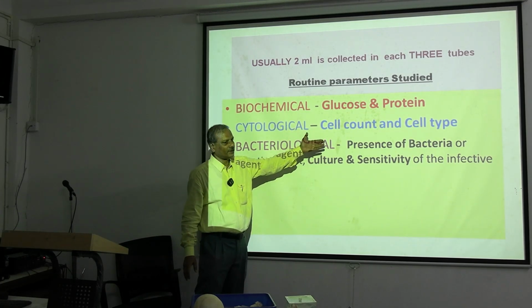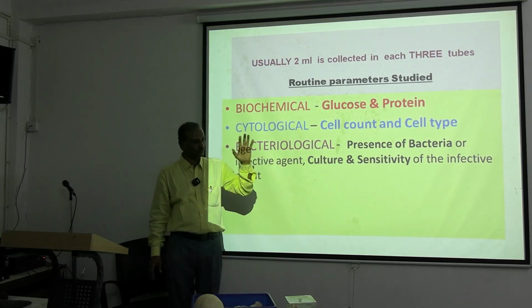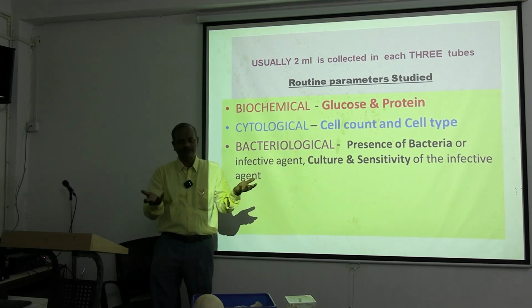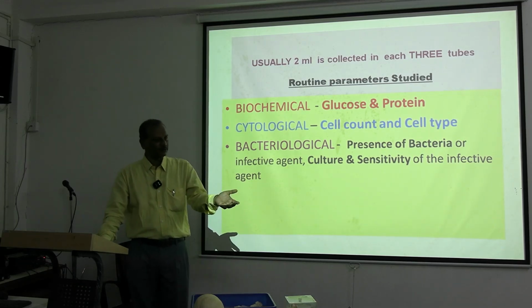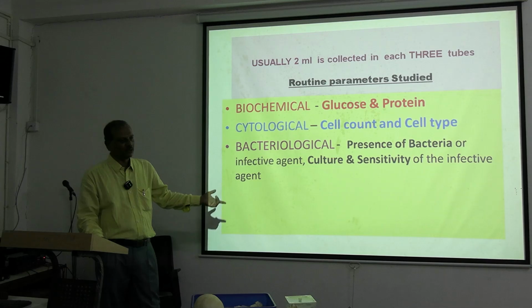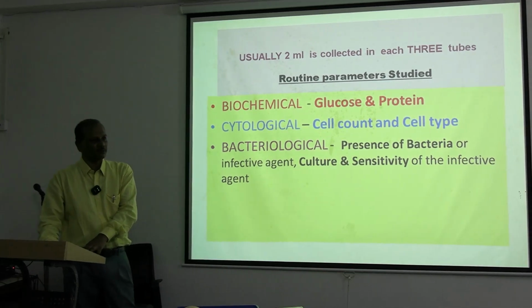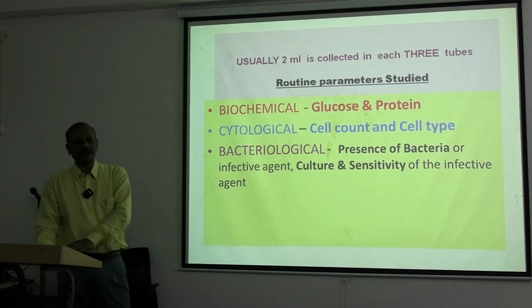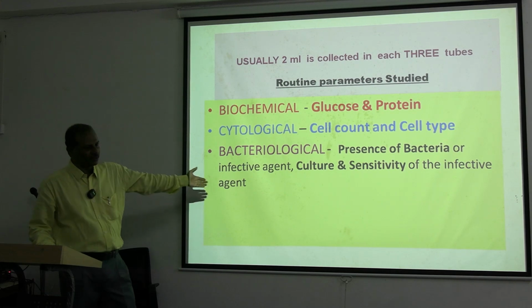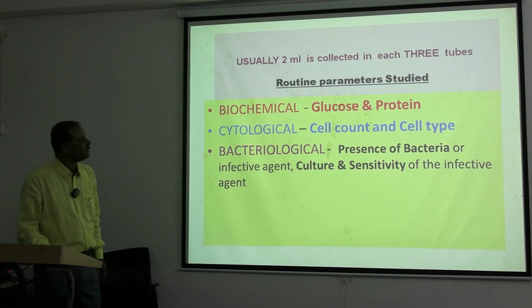Cytological: cell count and cell type. And bacteriological: whether bacteria or any causative agent is present. If it is bacterial meningitis, then you will get bacteria. If it is tubercular, you will get tubercular bacilli. If any other causative agent is there, it can be found. Usually a sensitivity test is also done to find the best antibiotic for that particular individual. That can also be diagnosed empirically on getting a primary diagnosis, to start the treatment. And then by 48 hours you will get the report and you start the specific treatment.